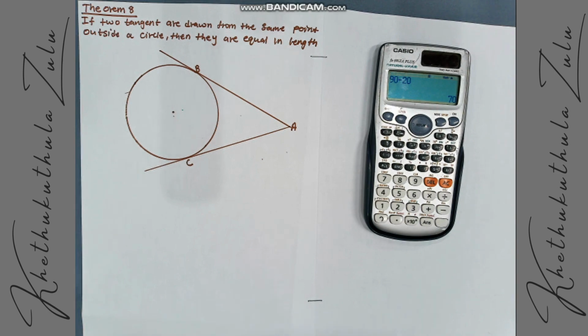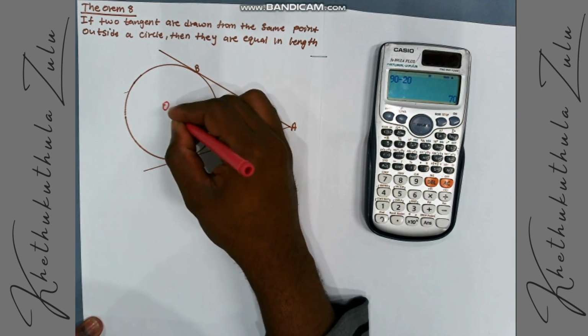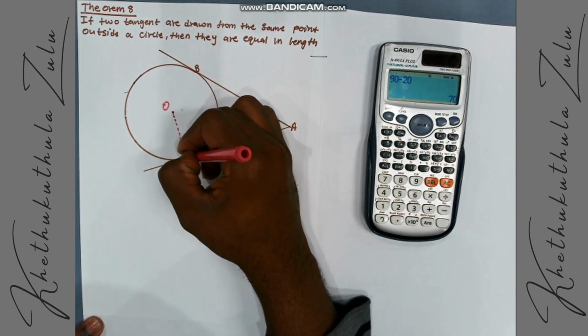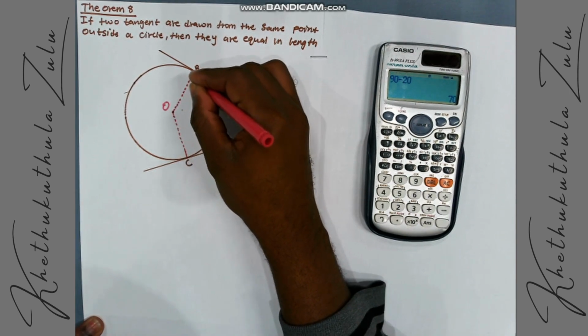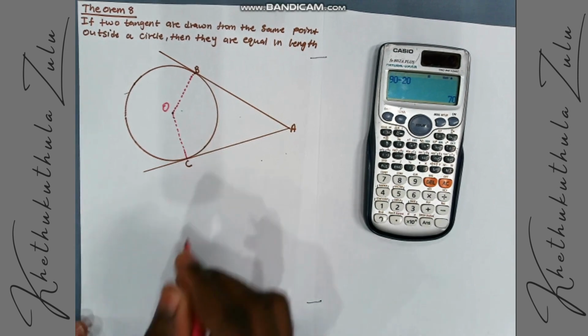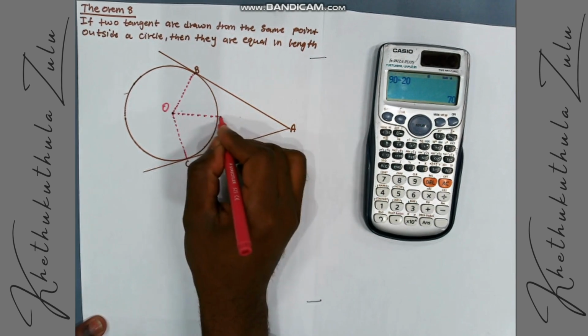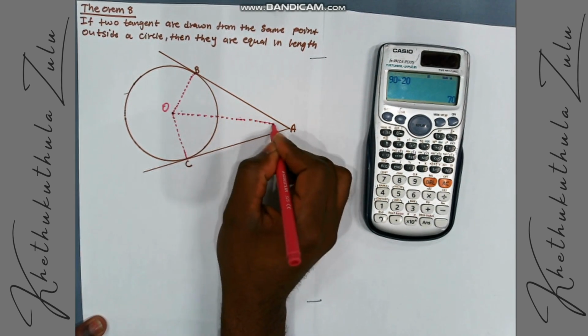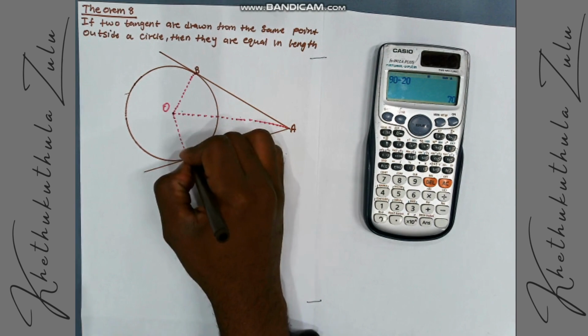We're going to start by doing construction. What construction? Joining our O, which is our center, to the tangent here, and again from O constructing it to the tangent. By the way, you need to know how to prove this theorem. Then from O also going to A. When you look at this, we are forming two triangles. We just formed two triangles here.